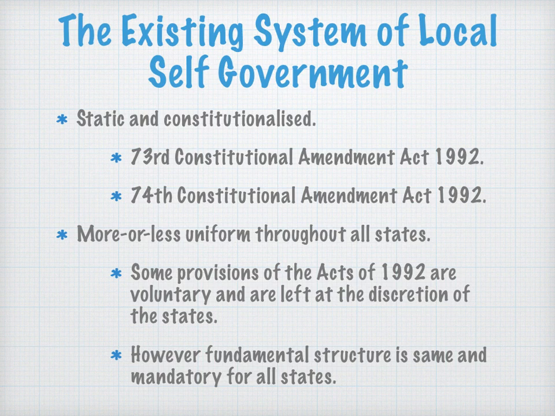So two things with the existing system of local self-government: they are static, and the provisions have been constitutionalized, and the provisions have come up as laws or acts in various states. Say for instance, in Assam it has come up as the Assam Panchayat Act of 1994, which has overcome the earlier acts of 1986, and so on, which we will be taking up in subsequent lectures. And the second thing is that they are more or less uniform throughout the country.